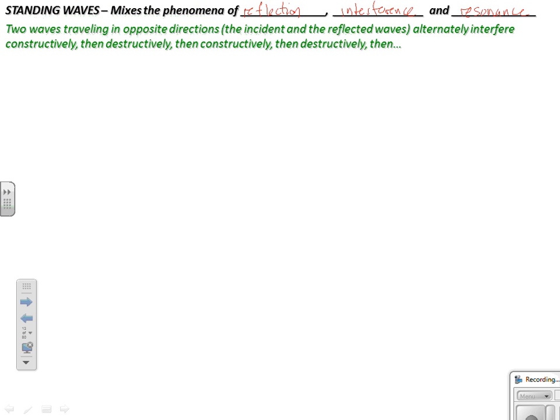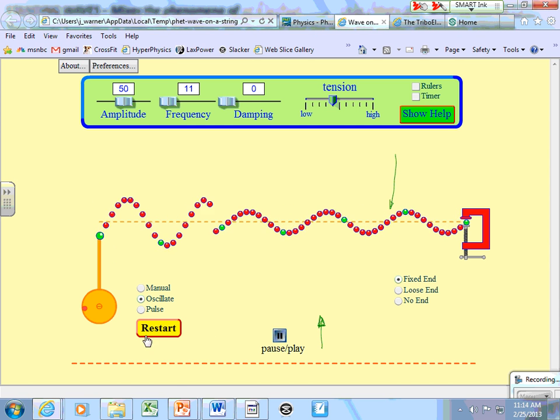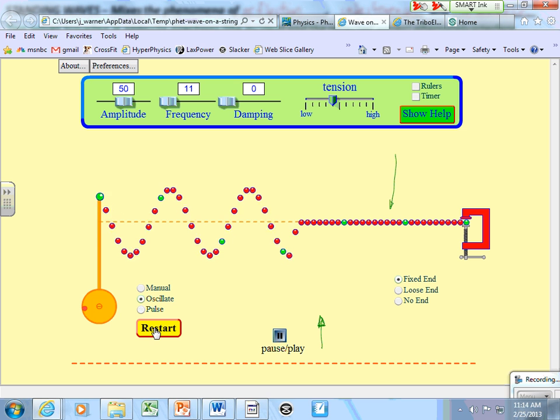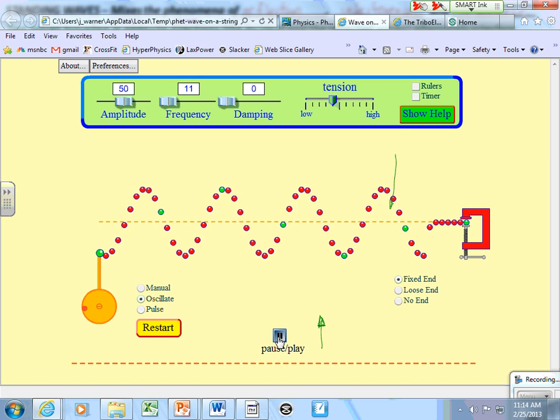And here's what we just saw. We had two waves traveling in opposite directions. They keep interfering, sometimes constructively, then destructively, then constructively again. If I go back to this, I can probably pause it right here. Oh, look, it went all the way down after a while. Never mind. I understand it takes a little while, but I'm going to try to pause at just the right time.